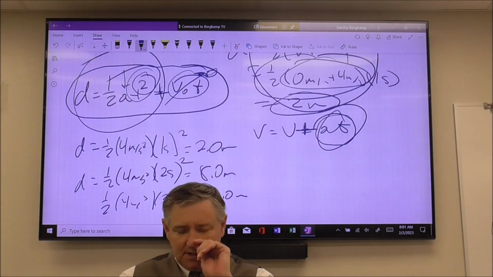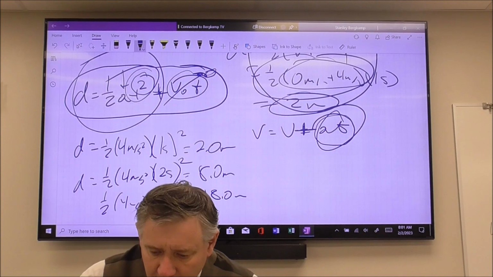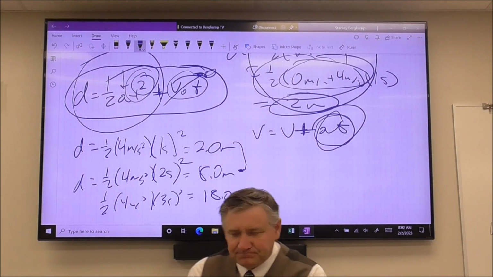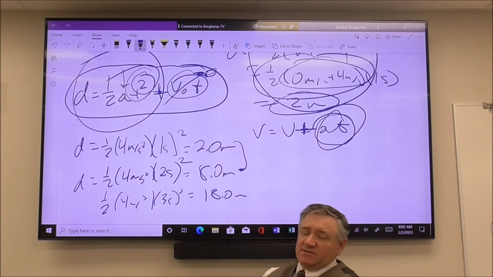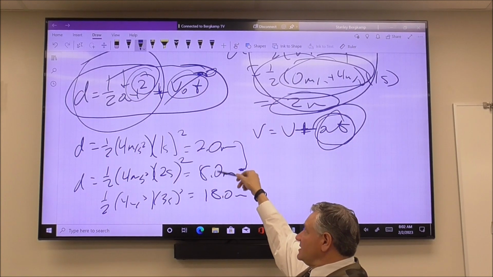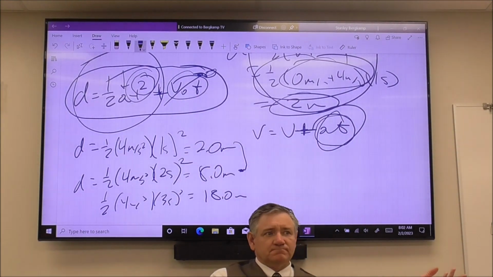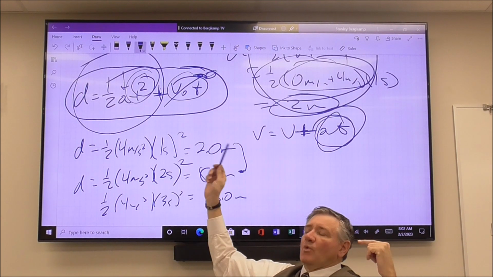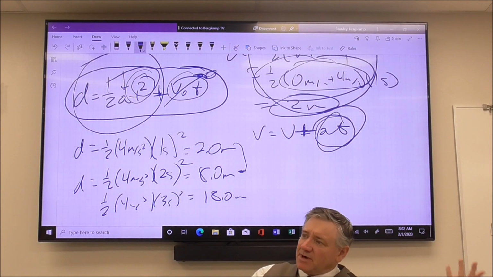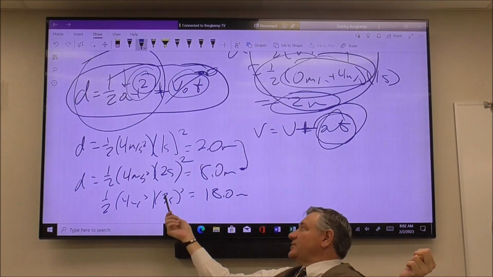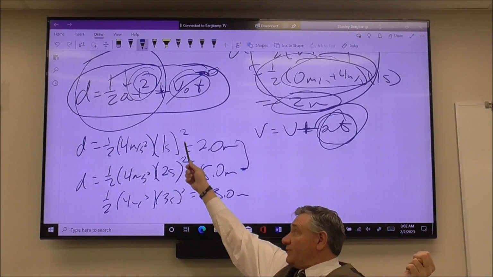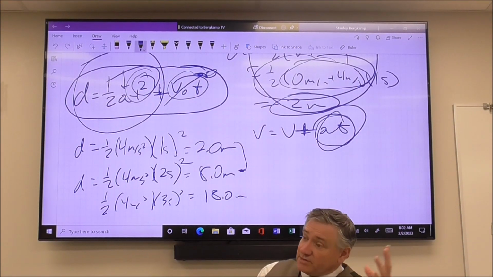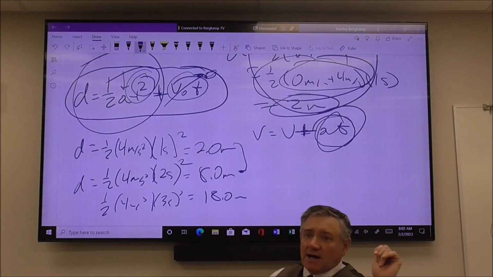Okay? Now here's what I want you to look at. Notice when I go from 1 second to 2 seconds, I doubled the time. But notice that my distance increased by a factor of 4. So when something is squared and you double it, whatever you're talking about is going to increase by a factor of 4. In this case, I tripled my time. I went from 1 second to 3 seconds. Notice that my time factor increased 3 squared, which is 9. I take 9 times 2, I get 18.